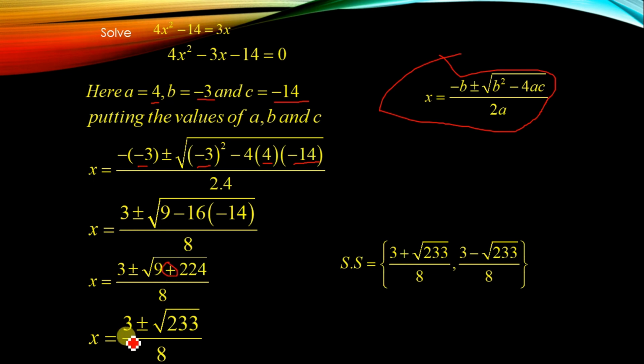x is equal to 3 plus minus square root of 233 upon 8. I have to write 3 plus square root of 233 divided by 8 and 3 minus square root of 233 upon 8, and this will be the solution set of this equation.